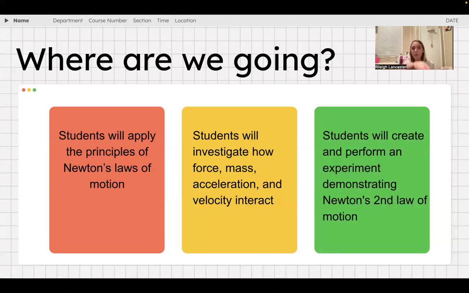I want you to open your notebook to a new page and put today's date. Today is December 1st. So put 12/1 and then put motion and forces lecture 1 at the top, please.